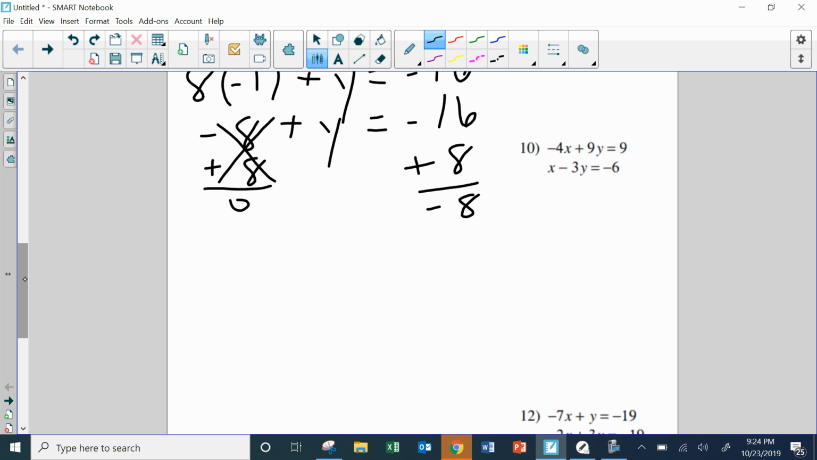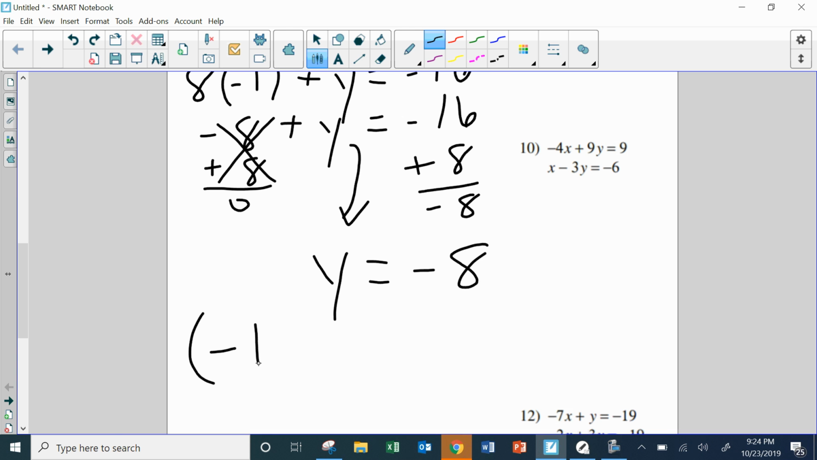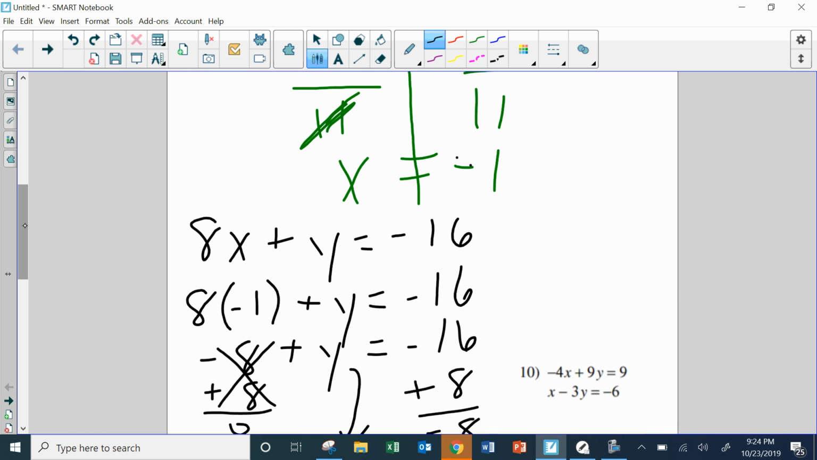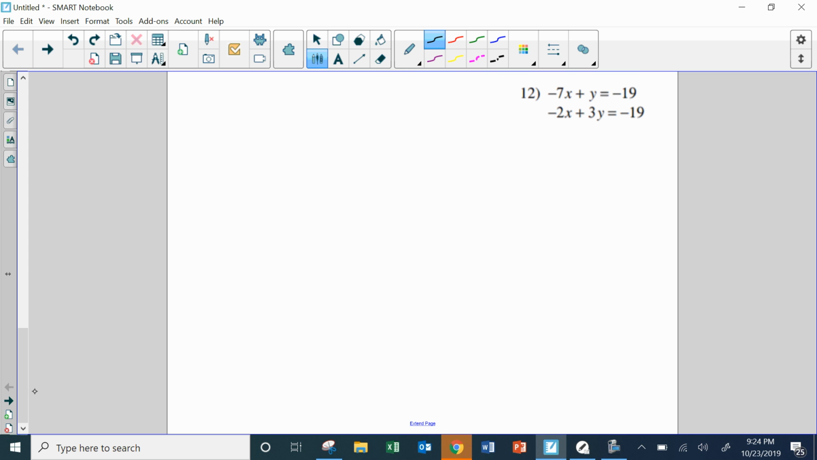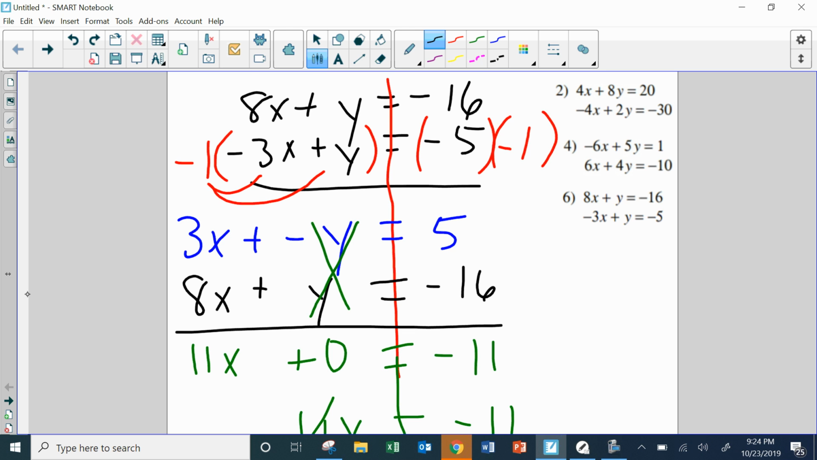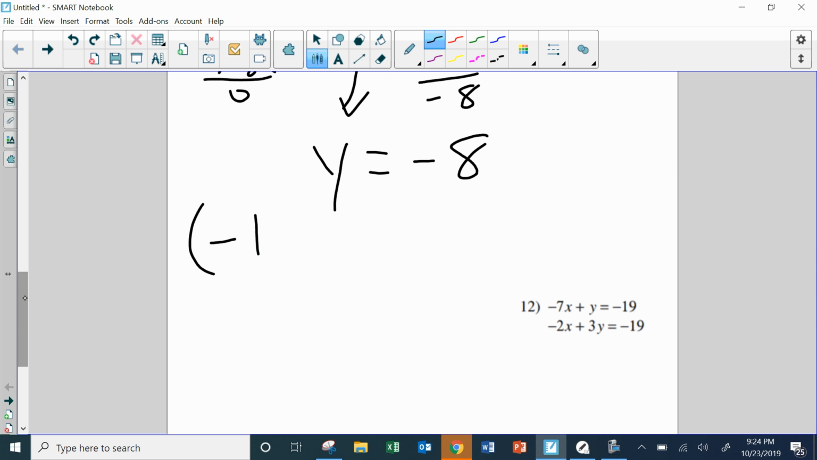So I would bring down the y. So this y just comes down. I got rid of the 8s. So I have y equals negative 8. So my final solution for this one in an ordered pair would be negative 1 is what I solved for x. It's right there. X equals negative 1. So that's where I got that from. So, I don't know what's going on with my screen. There we go. Negative 1 is my x value. And then negative 8 is my y value. So that would be my ordered pair.